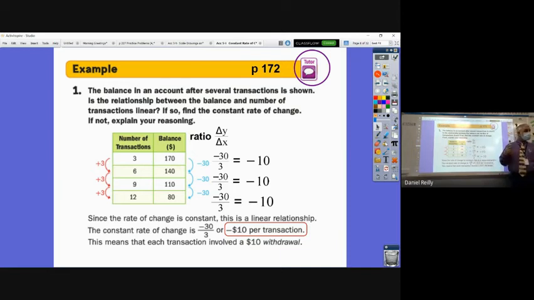Okay? What is the graph of this relationship going to look like? It's going to be a straight line, but it's not going to go through the origin. So it's a linear relationship, but it is not proportional. Constant rate of change means the graph is going to be a straight line. And that means it is a linear relationship.